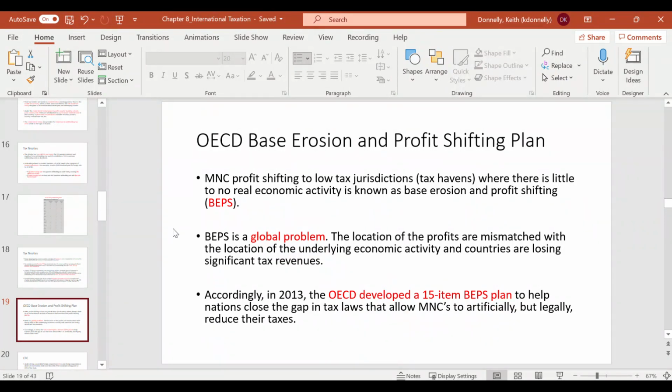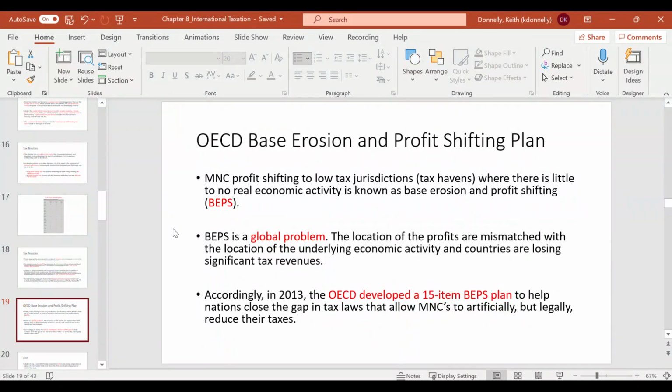The idea here is that the location of profits is mismatched with the location of the underlying economic activity. So countries are losing revenues. Again, this is just doing this stuff on paper, but not really having a true foreign sub that's growing and operating in the foreign country. So it's just paper profits only. Basically, the OECD has looked at this. They've created a BEPS plan that's going to try to close the gap on tax laws that allow MNCs to artificially but legally reduce their taxes.